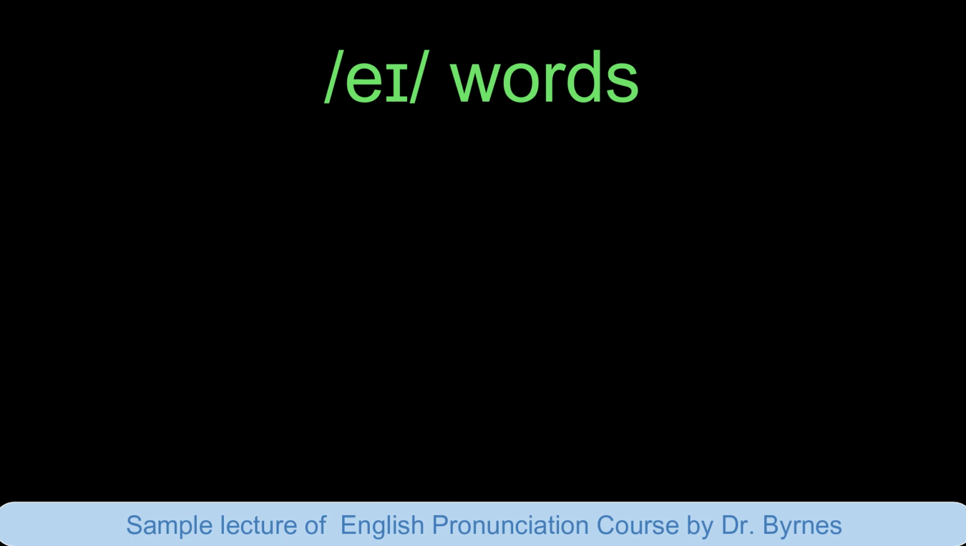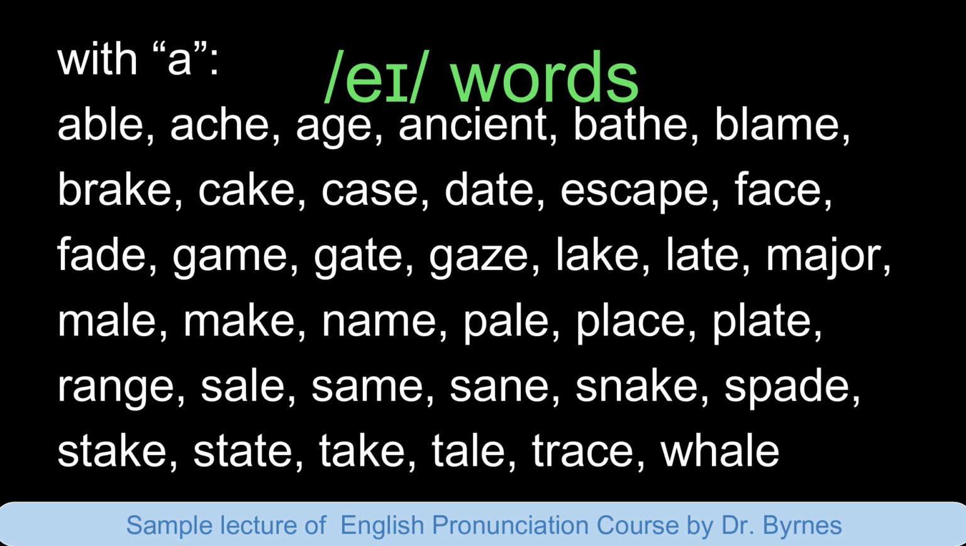A words. These are words with the sound A, with A: able, ache, age, ancient, bathe, blame, break, cake, case, date, escape, face, fade, game, gate, gaze, lake, late, major, male, make, name, pale, place, plate, range, sail, same, sane, snake, spade, stake, state, take, tail, trace, whale.